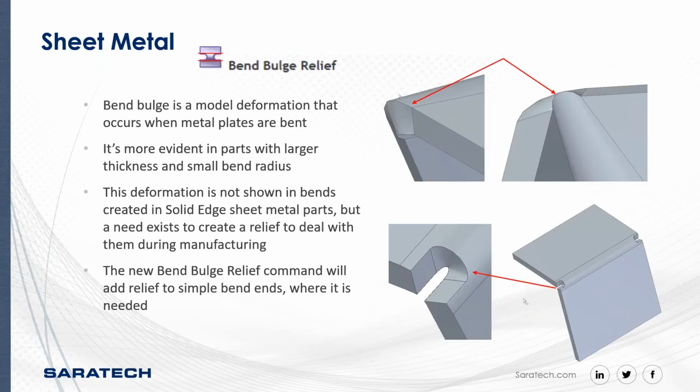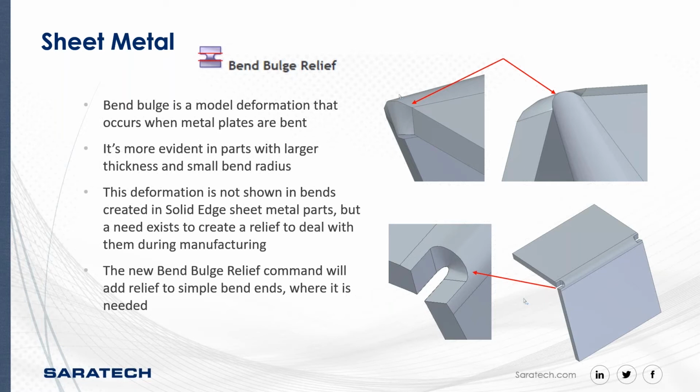The next section we'll get into is the bend bulge release. So the bend bulge is a model deformation that occurs when metal plates are bent. There is more evidence in a part with larger thickness and a small bend radius. The deformation is not shown in the bends created in Solid Edge sheet metal parts, but a need exists to create a relief to deal with them during manufacturing.